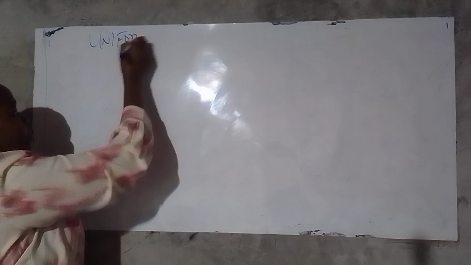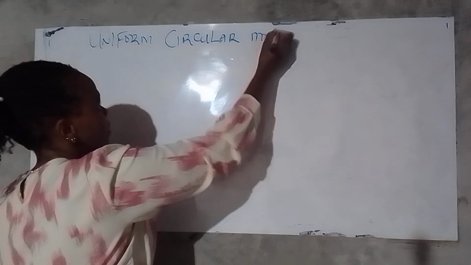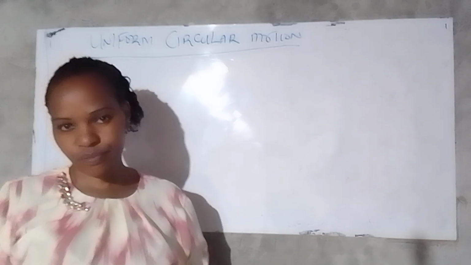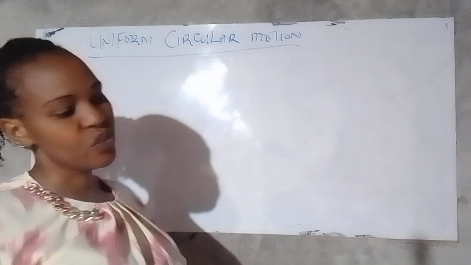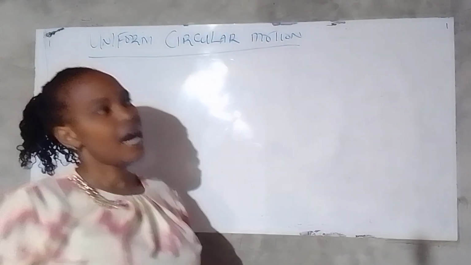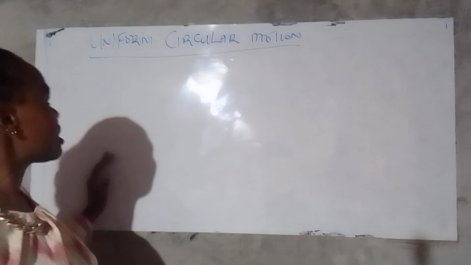So we are looking at uniform circular motion. I know you know several types of motions. There's a motion we know already called the linear motion, whereby a body moves on a straight line. We also know projectile motion, where a body moves on more of a curve. And all these are different types of motion. So the one we'll be looking at in our topic is circular motion.